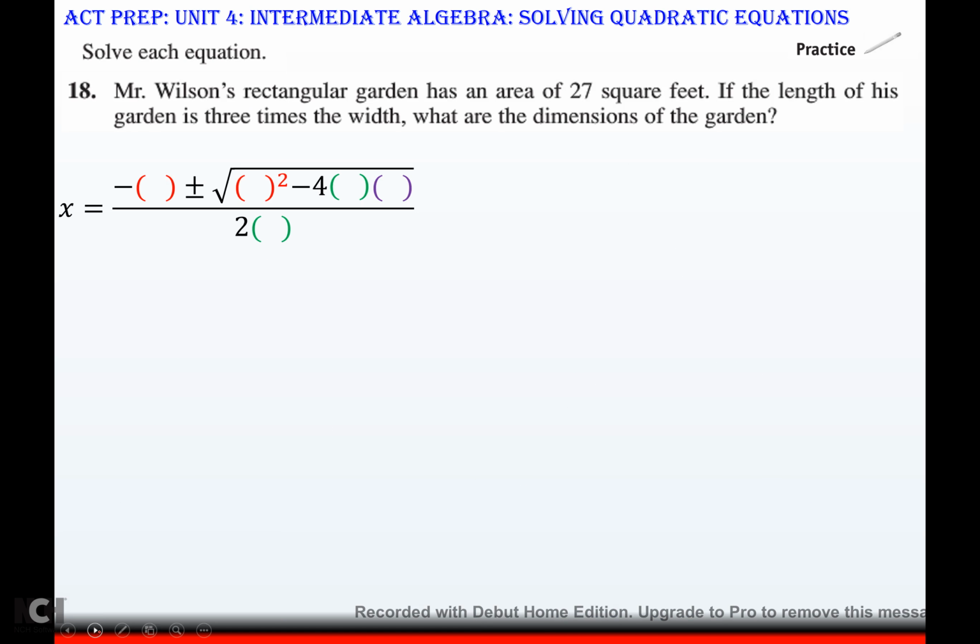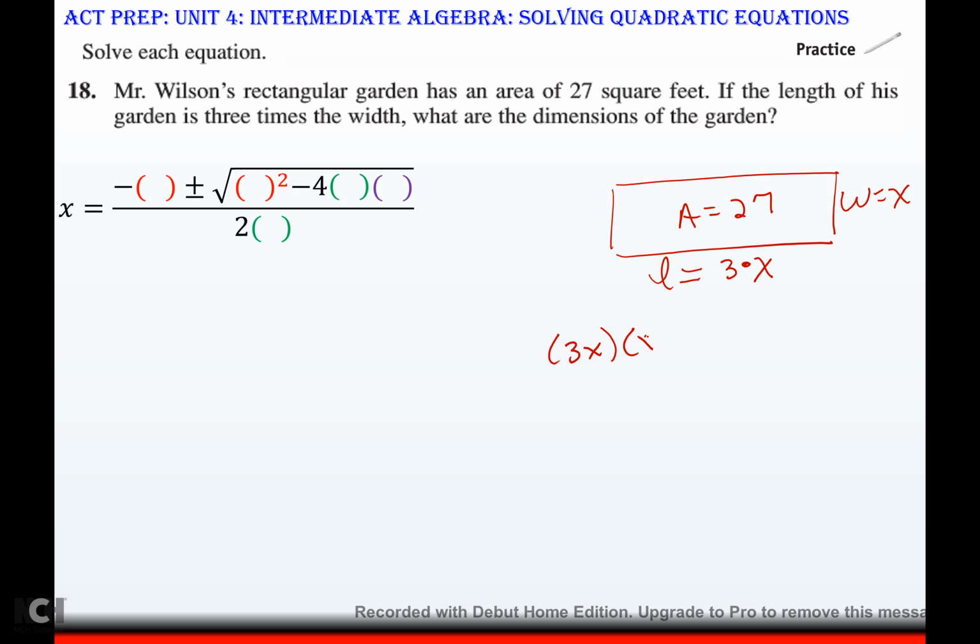Alright, 18. Mr. Wilson's rectangular garden has an area of 27 square feet. If the length of his garden is 3 times its width, which I don't know, so let's call it x, then its width is x. What are the dimensions of the garden? Well, what this says is 3x times x, length times width, has to equal the area. So this gives me 3x squared equals 27.